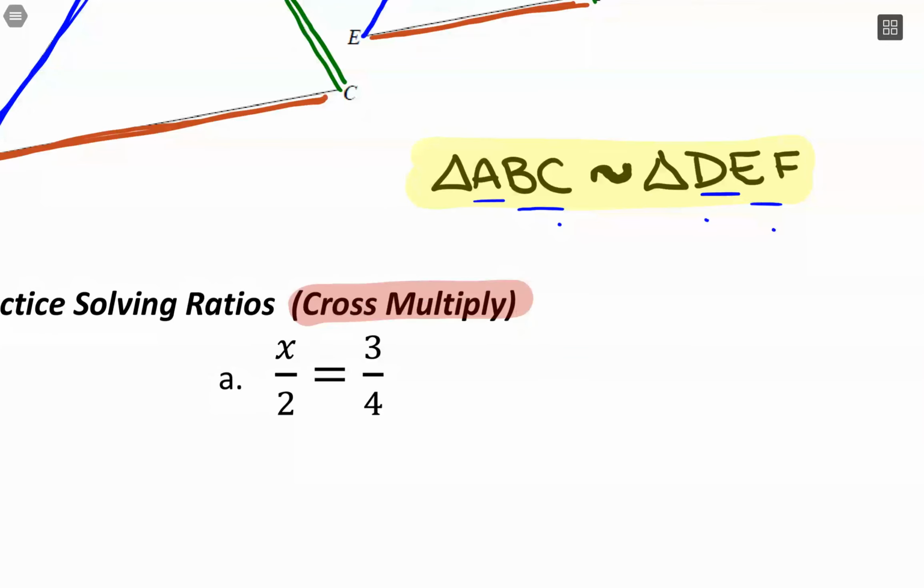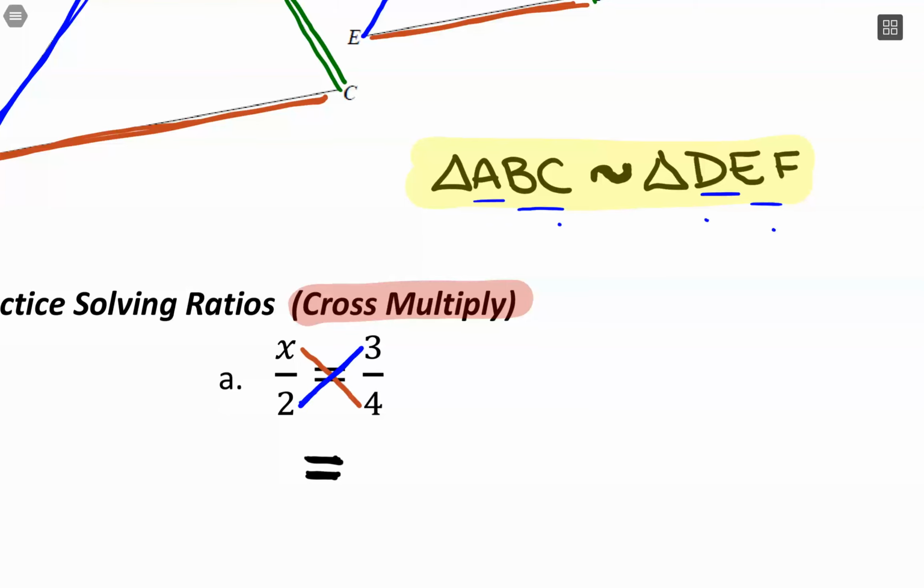So if we wanted to solve this, x over 2 is equal to 3 over 4, cross multiplying lets you multiply across the equal sign. So we're going to drop down the equal sign. That has to stay there in our solving. What we'll do is multiply across, making this x here, like this.